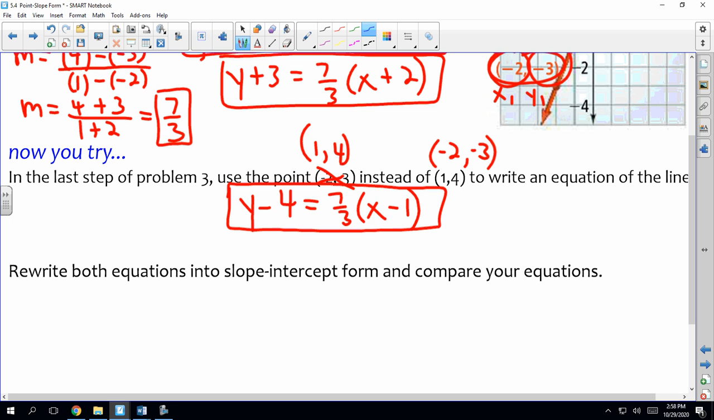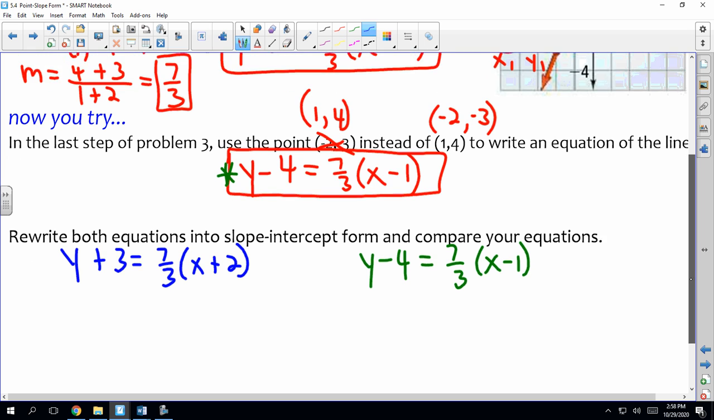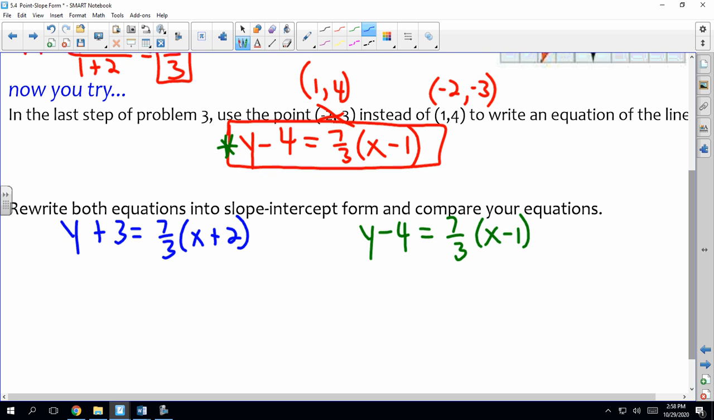I'm going to take the first one, that's this guy up here, and rewrite it in blue: y plus 3 equals 7/3 x plus 2. And then I'm going to take another color, maybe green, and write this guy over here in green: y minus 4 equals 7/3 x minus 1. What we're going to do with each of these is solve them for y, or get them in slope-intercept form.